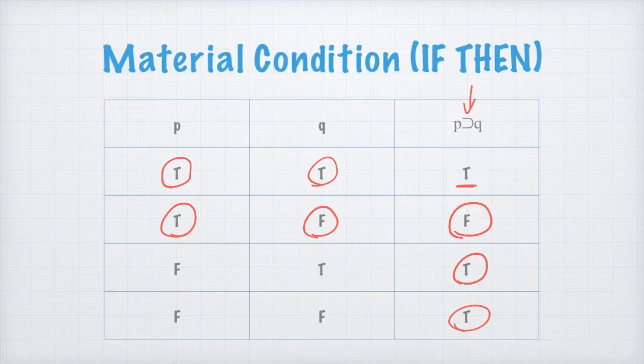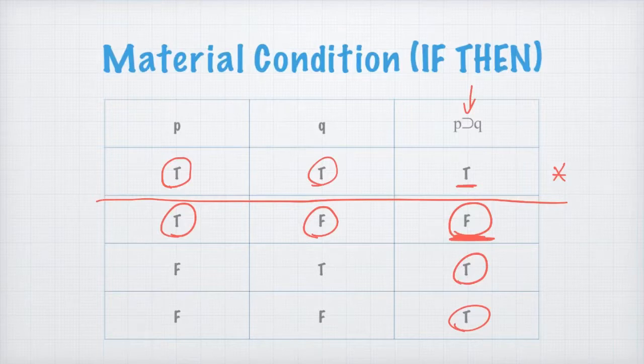Now, the first one seems pretty clear. This first row here seems pretty self-evident. If I say that if you study, then you pass, and it's true that you study and it's true that you passed, then it seems that the statement, if you study, then you will pass, is true. It also seems pretty clear that if you study and you don't pass, then the statement, if you study, then you'll pass, is clearly false, right? So this one also seems intuitive. The last two seem to be less intuitive.